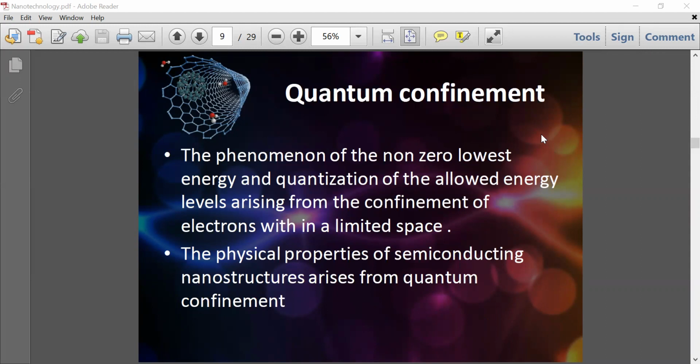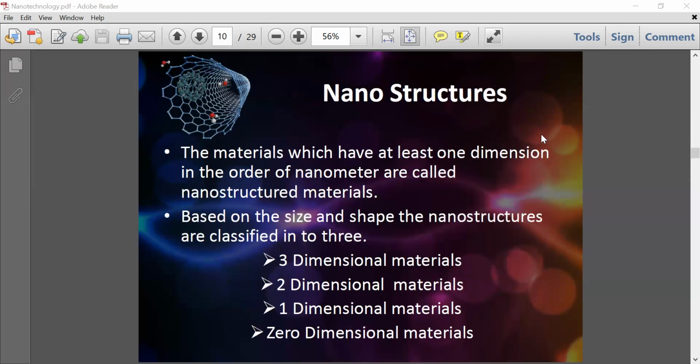We have already discussed that Schrodinger's equation in quantum mechanics gives energy E equal to n square h square by 8 m l square, and the minimum energy is non-zero, that is E1. E1 equal to h square divided by 8 m l square. Thus, the quantum confinement leads to non-zero lowest energy and quantized higher energy values. That is quantum confinement.